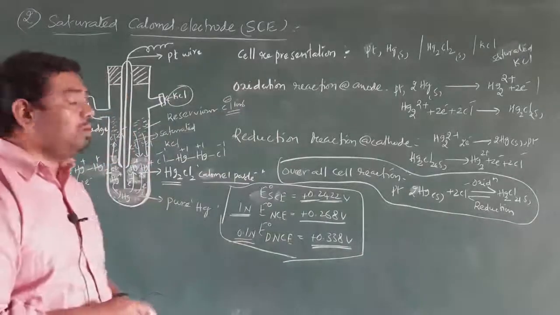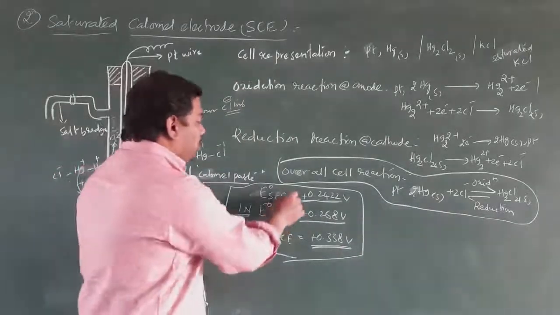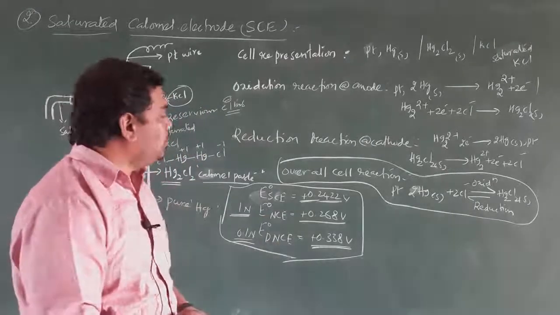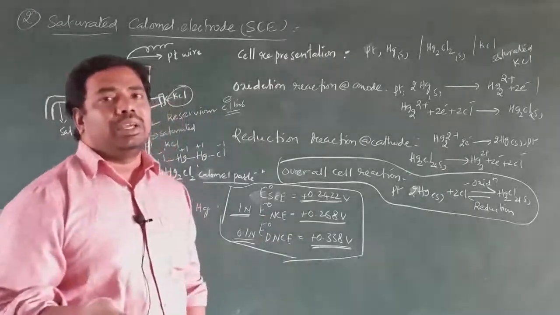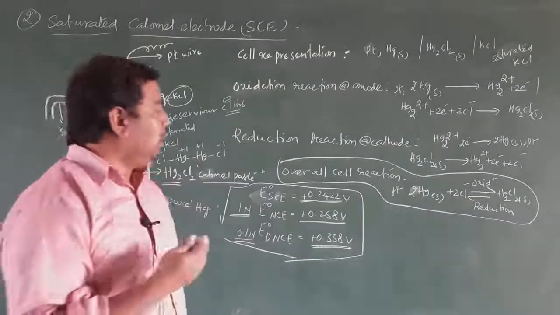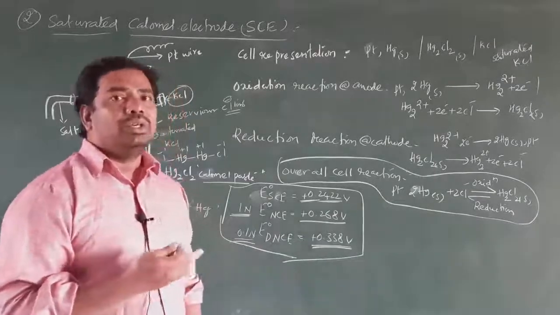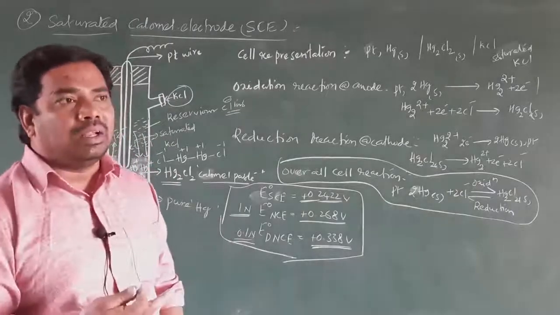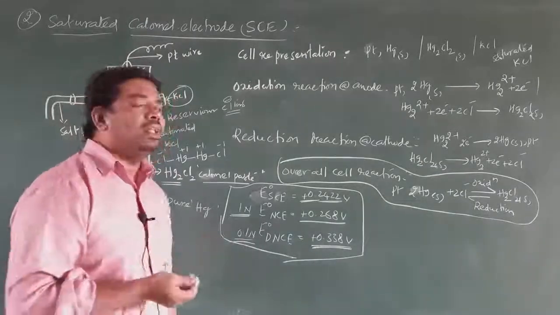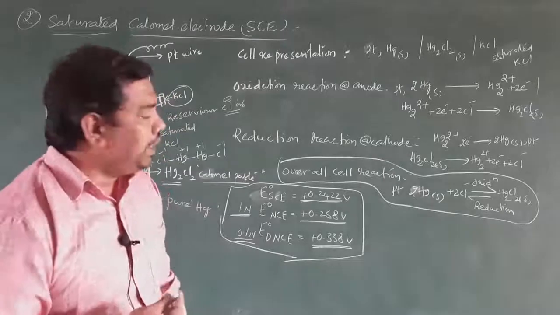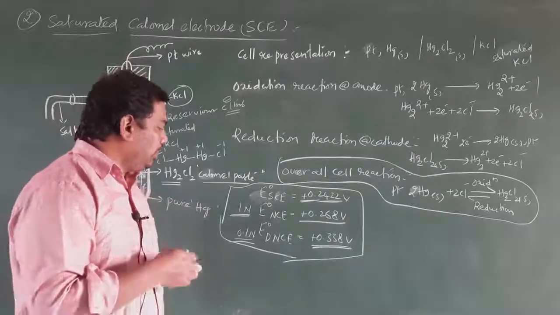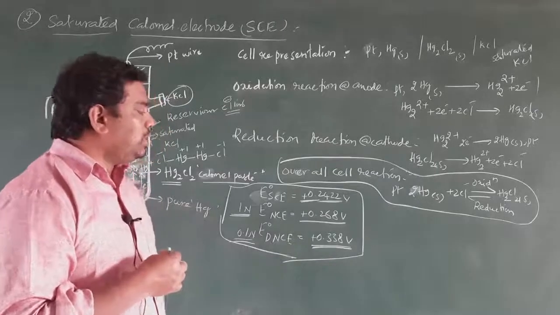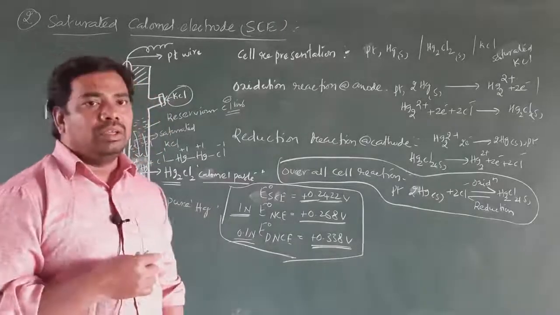Please remember, student, these values are very important for the numerical side. If it is saturated KCl, then the electrode potential value is equal to 0.2422 volts. If we are taking one normal solution, then the value is equal to 0.268 volts. If it is 0.1 normal, then the value becomes plus 0.338 volts.